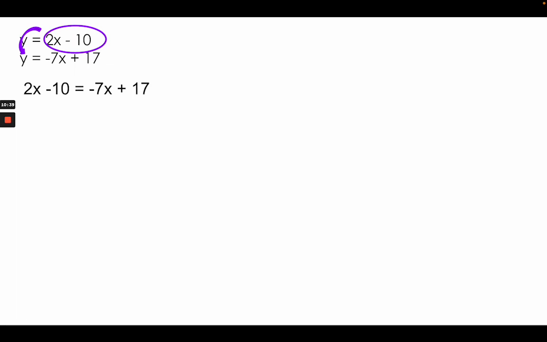Let's rewrite it as 2x minus 10 equals negative 7x plus 17. And again, we can easily say that y equals y, so this top will equal this bottom, or this bottom will equal this top. And that's what we have here.